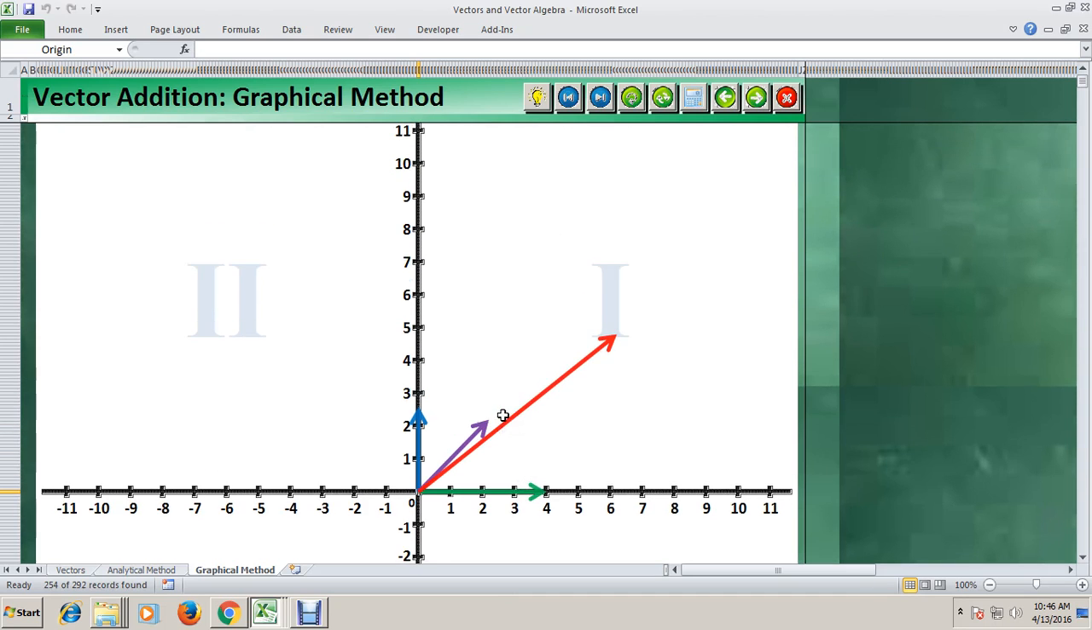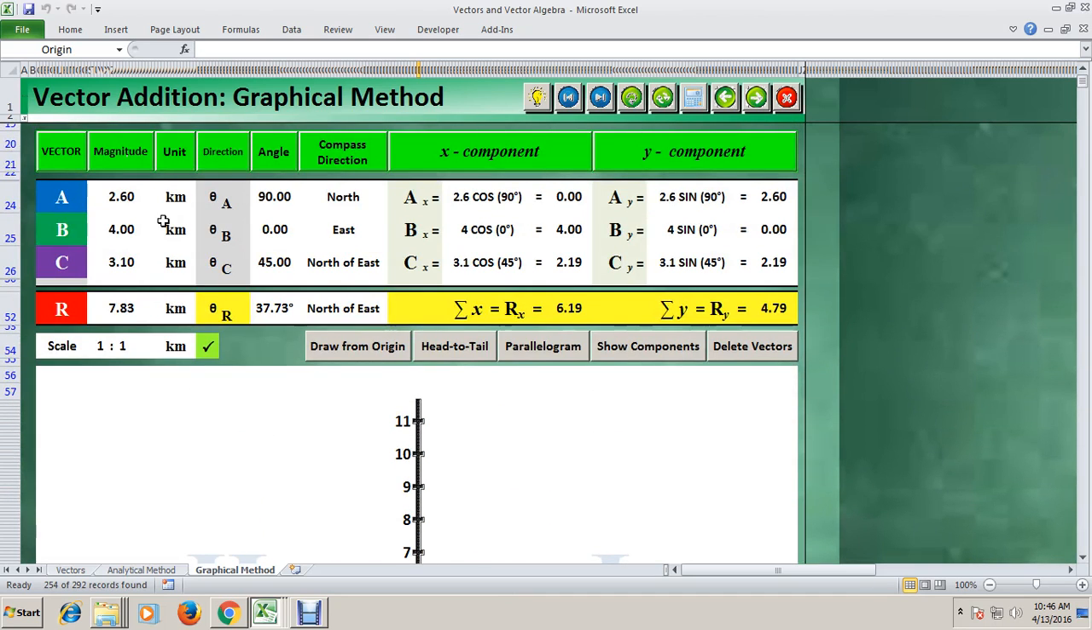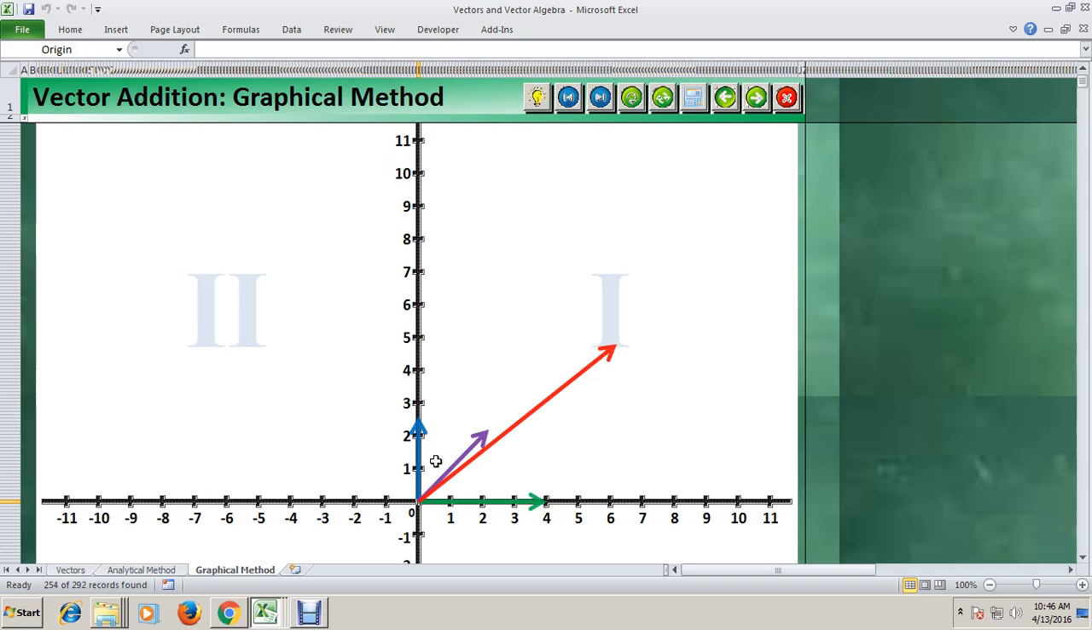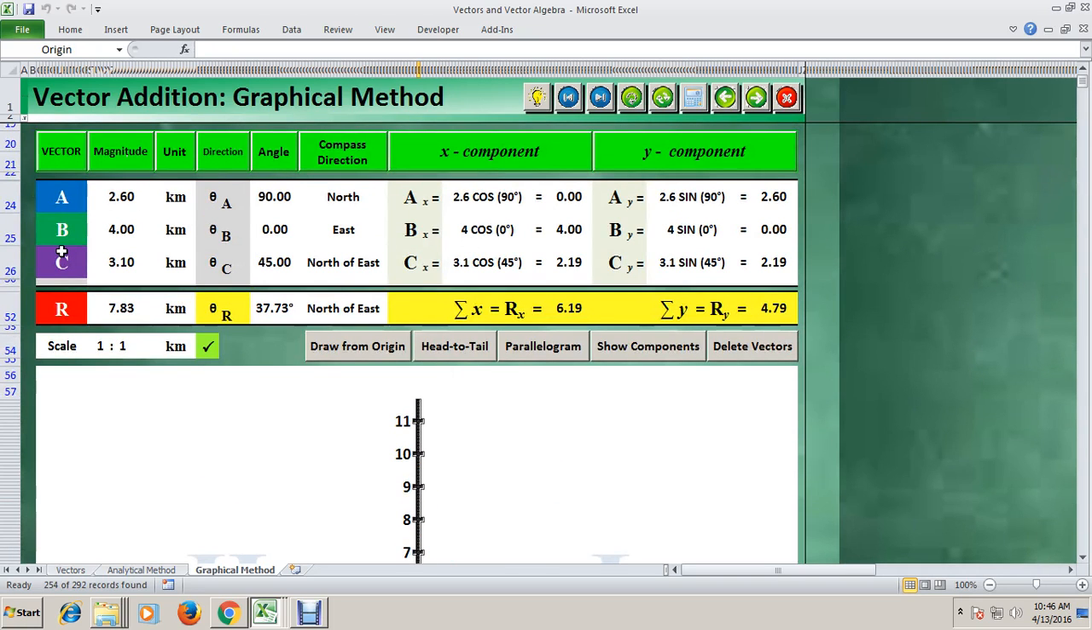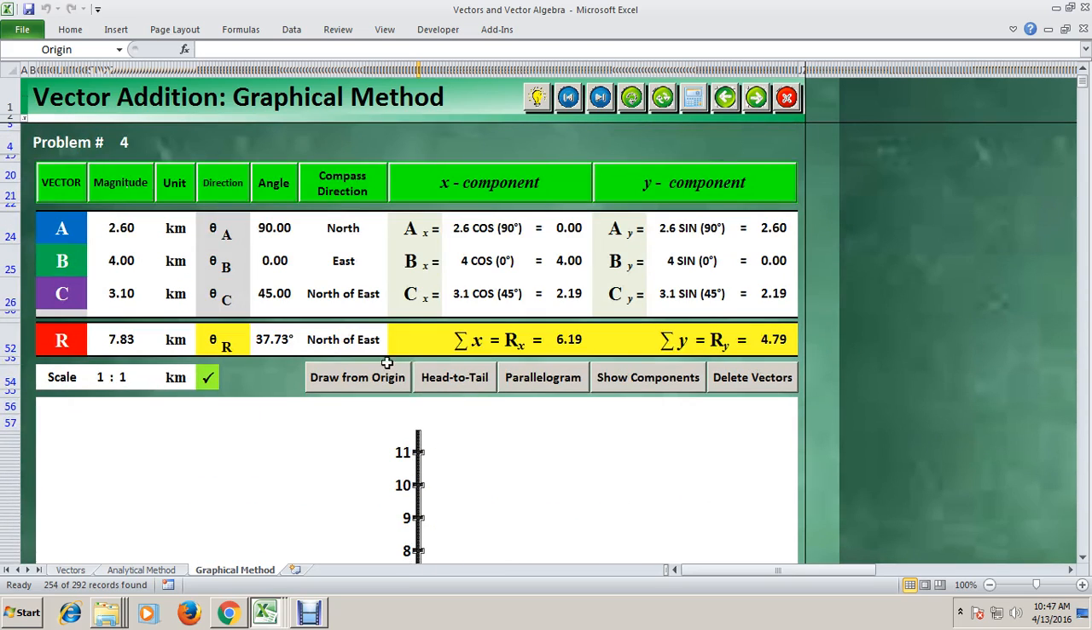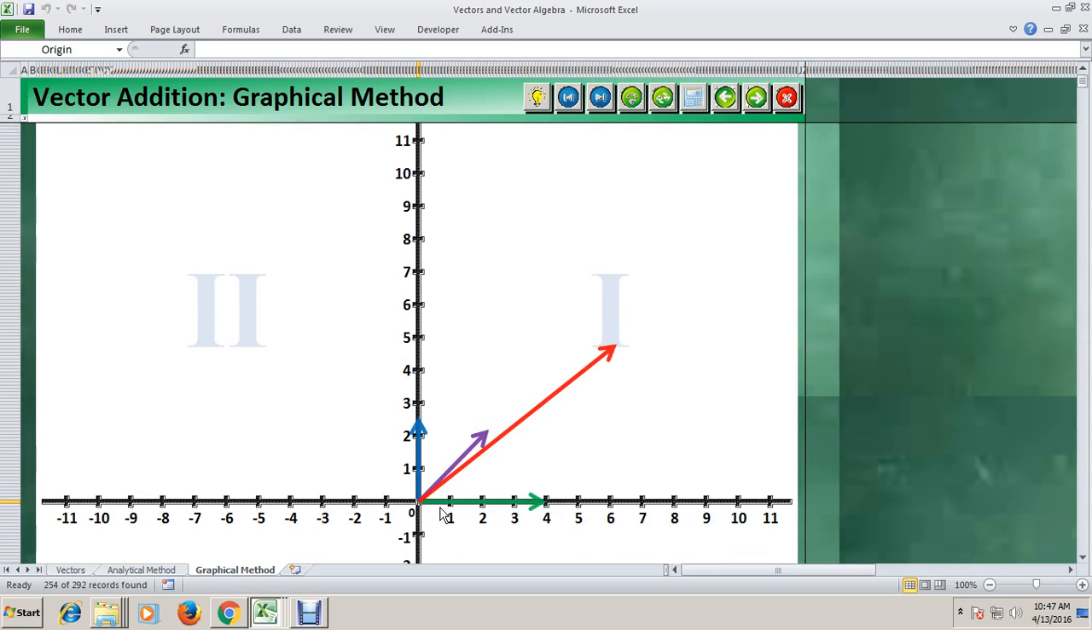Notice the corresponding angles. 2.6 kilometers north is our blue vector, towards the north direction, about 2.6 kilometers. The second vector is the green vector, 4 kilometers east, so 4 units towards the east direction. The purple vector is our third vector. It is directed 45 degrees north of east. North of east is on the first quadrant. This is your 45-degree angle as measured from X.